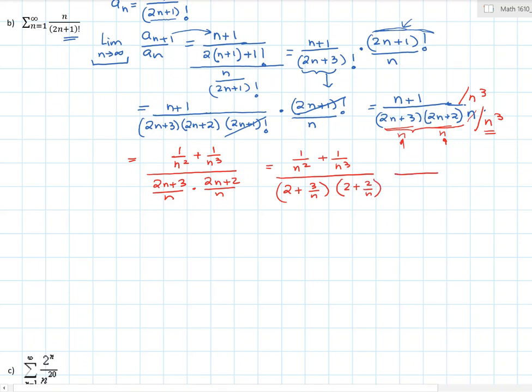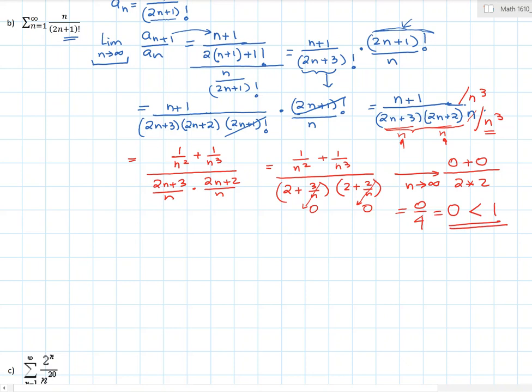Now we are ready to take n to infinity, because the idea is that n should be in the denominator, so it could be made 0. So what do we have here? In the numerator, I get a 0 plus 0. In the denominator, this term is going to be 0. This is going to go to 0. So I'm left with 2 times 2. So that means it's 0 over 4, which is 0, and that's less than 1.